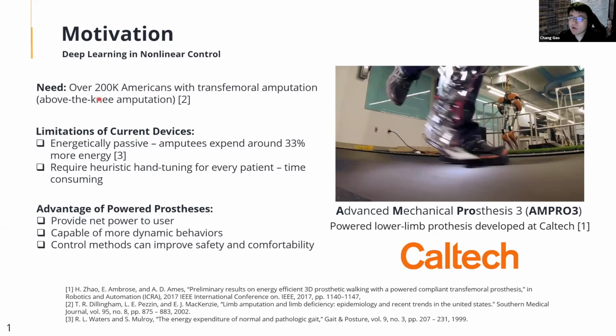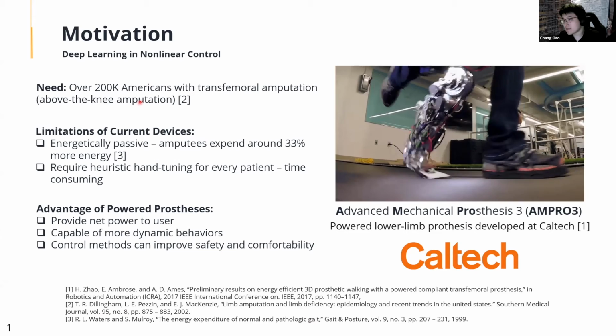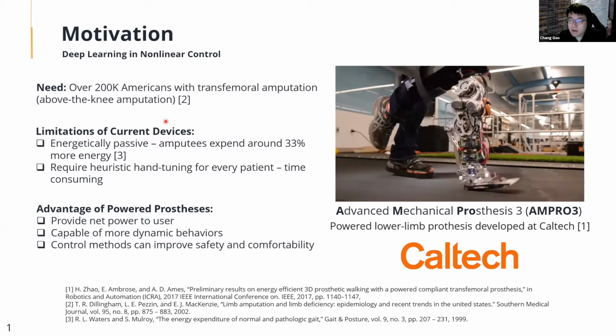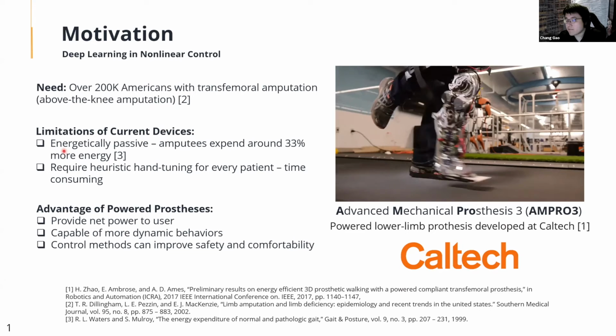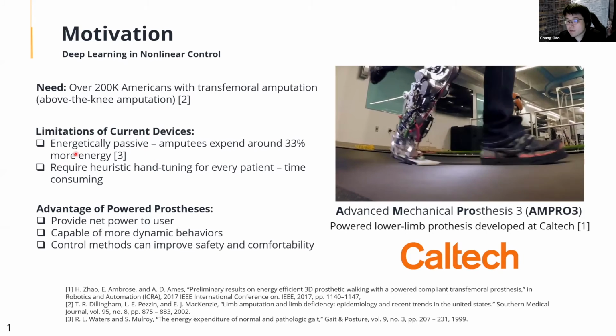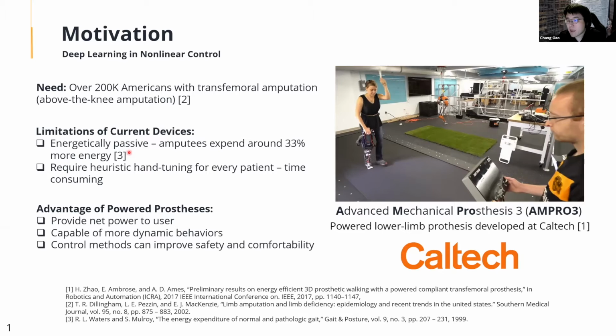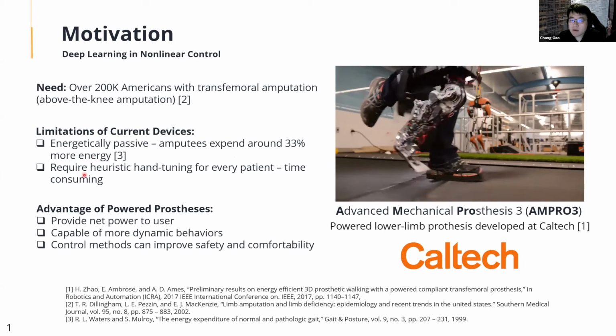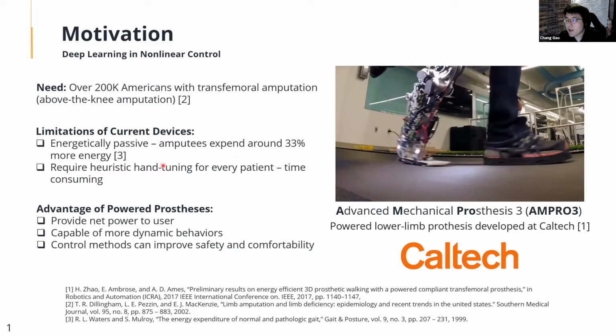Currently, there are over 200 thousand Americans with transfemoral amputation, or above the knee amputation. However, there are limitations of current devices. First, they are energetically passive, so amputees expend around 33% more energy. Secondly, they require heuristic hand tuning for every patient.